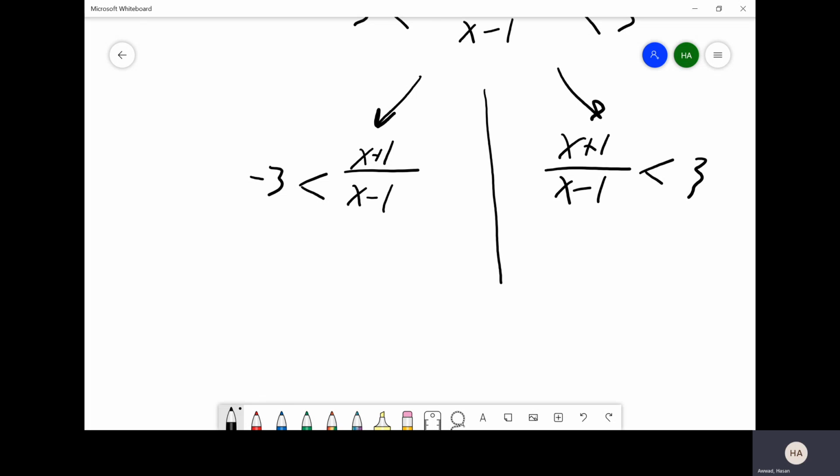So what I'm going to do is add 3 to both sides on the left inequality. So adding 3 over here. I'm just going to solve the left one first, and then we'll move over to the right. So solving the left one, we have 0 is less than (x plus 1)/(x minus 1) plus 3.